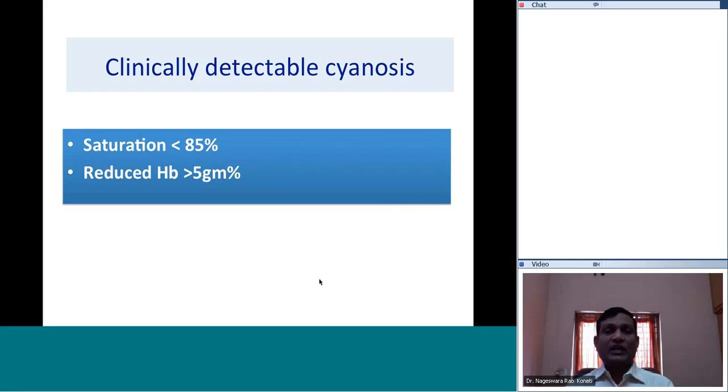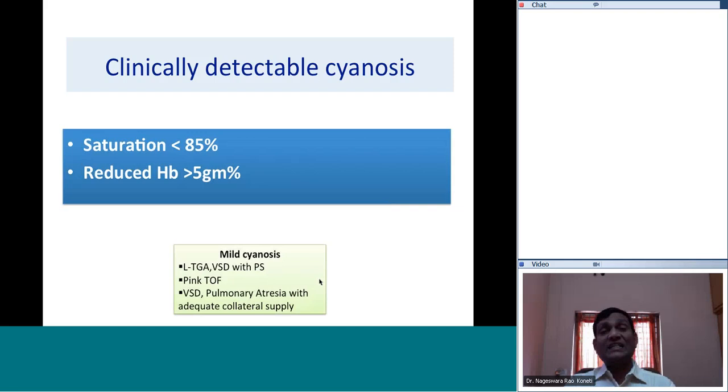So when you see cyanosis, clinically you can appreciate it only when the saturation is lower than 85%. Your eyes cannot detect cyanosis if the saturation is more than 85%. And the reduced hemoglobin should be more than 5 grams. Now imagine a child who has anemia of 6 grams, and you are talking about cyanosis. To have cyanosis, the reduced hemoglobin should be more than 5 grams. So practically, in the presence of anemia, these patients are more symptomatic because of low oxygenation and anemia, where oxygen carrying capacity is substantially low, and clinically cyanosis may not be that appreciable in anemia with cyanotic congenital heart disease. So what are the conditions which produce mild cyanosis?